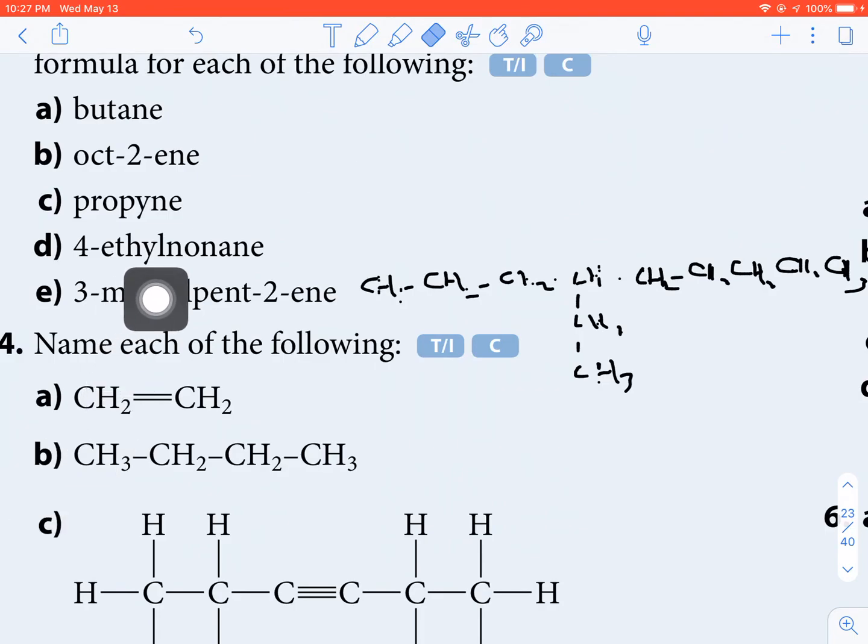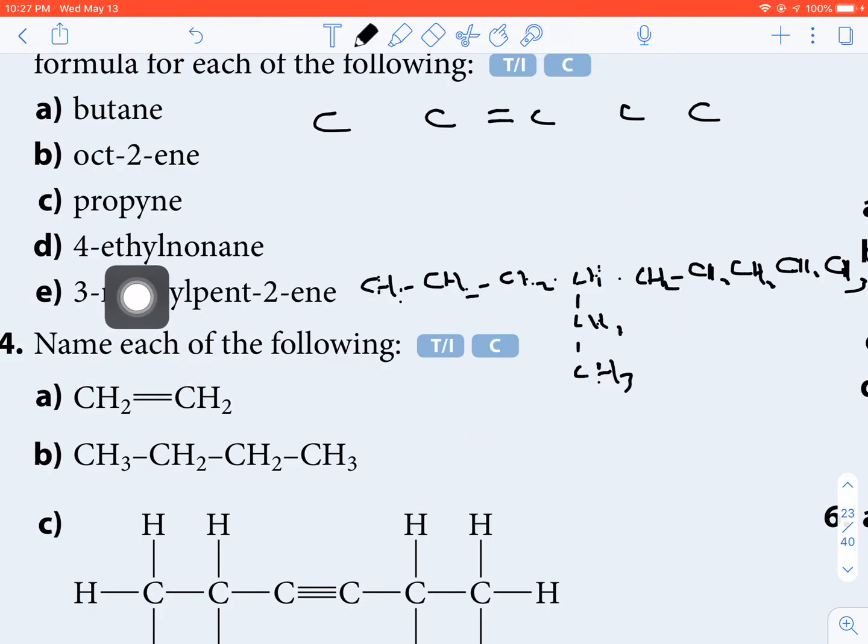So let's start, ignore the prefix, pent-2-ene. Pent-2-ene, 5 carbons with a double bond after the second one. So 5 carbons, 1, 2, 3, 4, 5. There's pent. 2-ene. I've got the double bond after the second carbon. And then I need a 3-methyl now.